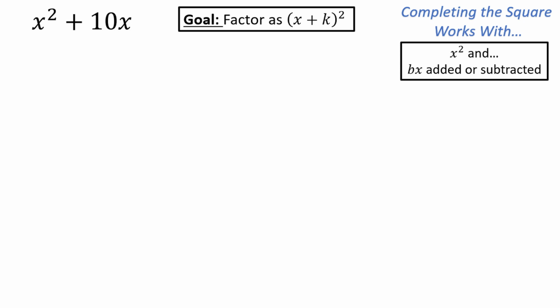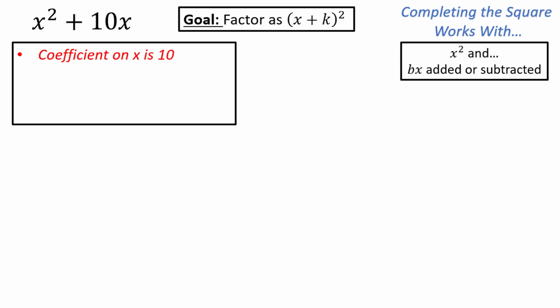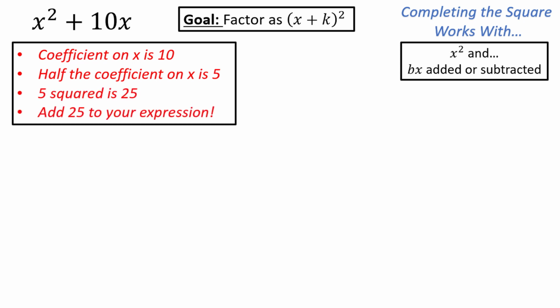Well, look at the coefficient on x. In this case, we have 10. Take half of this coefficient and square it. Half of 10 is 5. 5 squared is 25. This tells us we need to add 25 to our expression, and then it will factor as a perfect square. Let me show you.